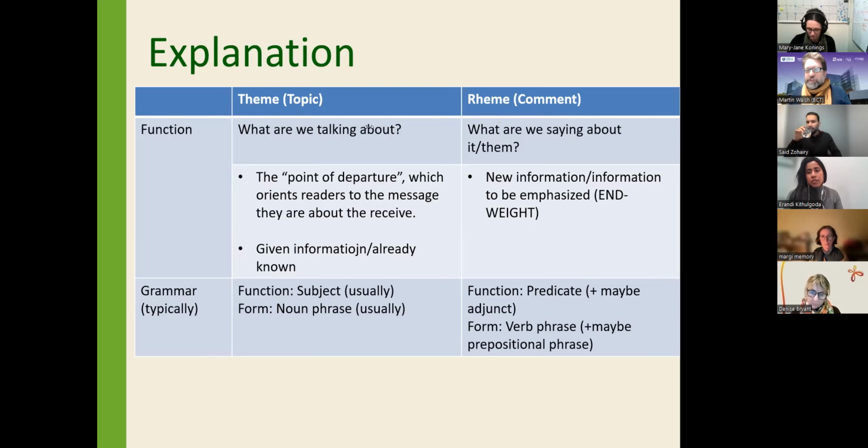The rest of the clause then is the rheme, which is new information, or new information about the thing you're talking about, and usually maybe information that you want to emphasize or highlight. So this concept of end weight, so that the important point you want to make and stick in people's heads is at the end of the sentence. So the theme kind of primes the brain for what's going to be said, because it's known to the reader or speaker, and then the rheme will give that new information and make it easier for the person receiving the message to grasp.